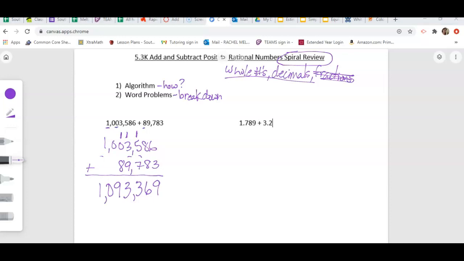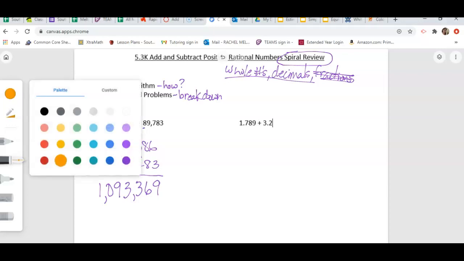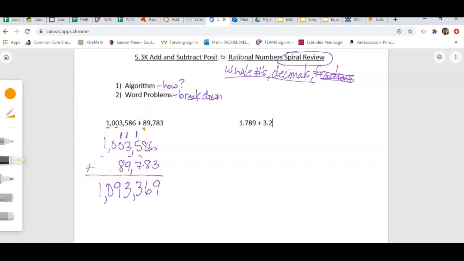All right, so now what I want to do is estimate to make sure that I have a reasonable answer. So I'm going to change to a different color. And over here, since this was the 10,000s, that is the highest place they have in common. That would be here and here. I'm going to round to the 10,000s. Excuse me, I keep saying THS.